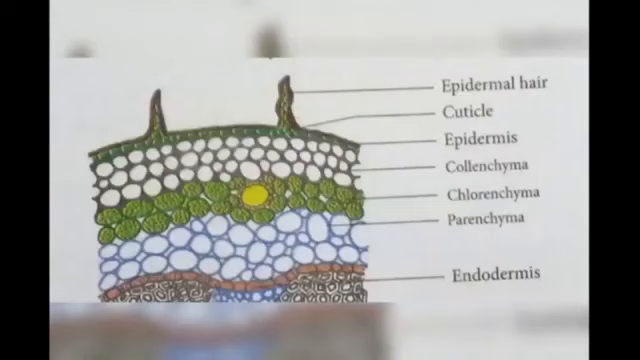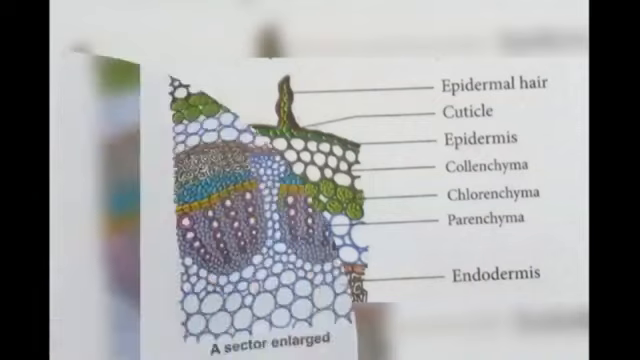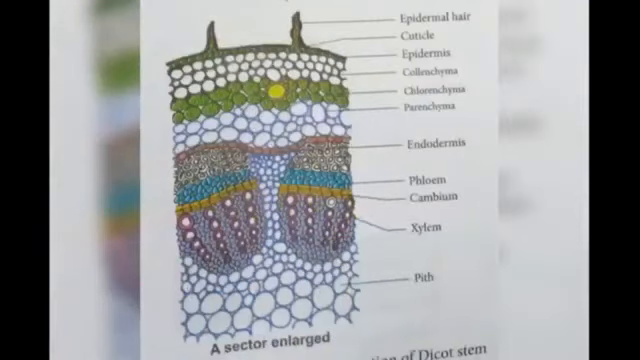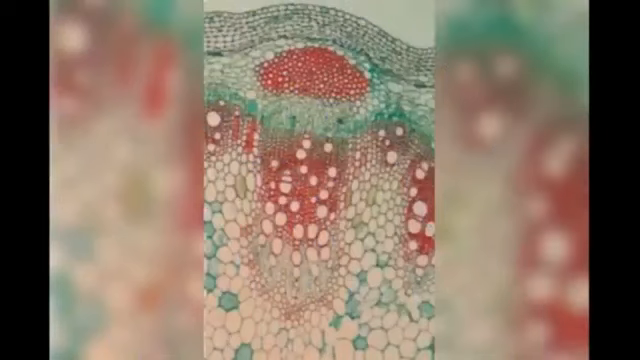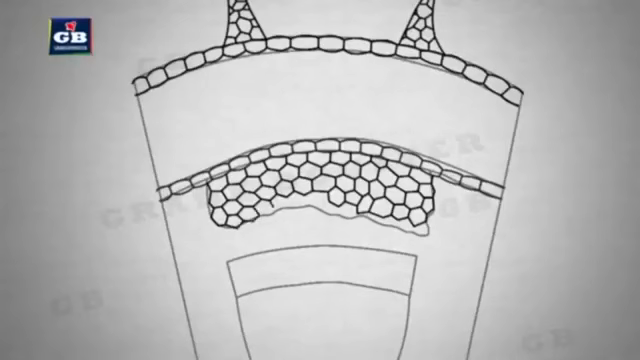Discuss the anatomy of dicot stem. Dicot stem consists of an outer layer called the epidermis, made up of a single row of cells, and beneath that you can find the endodermal cells, which are also a single row of cells, called the bundle sheath.